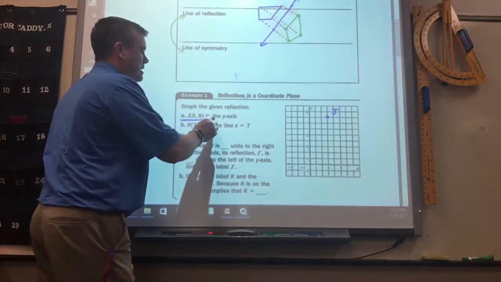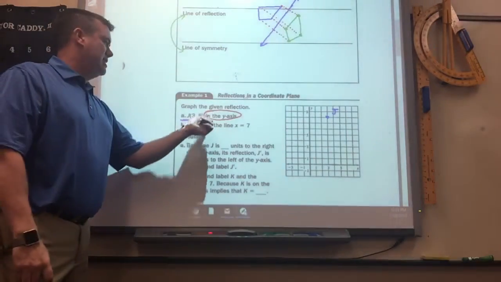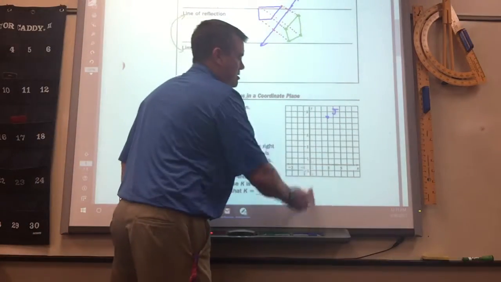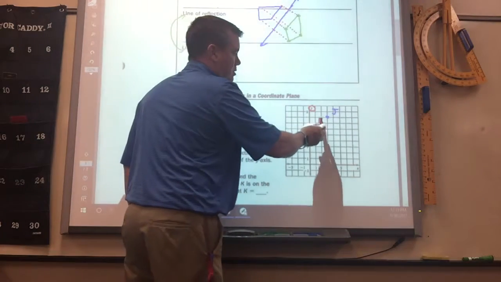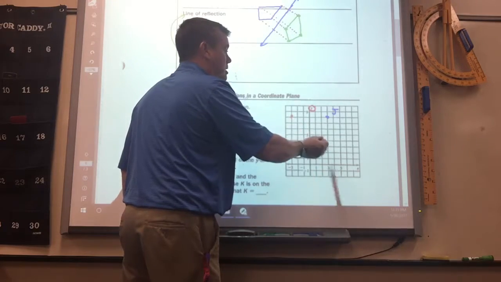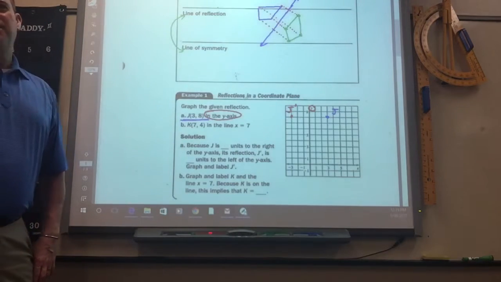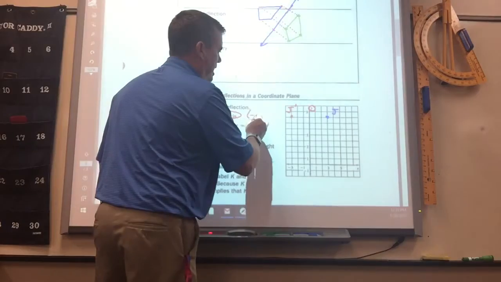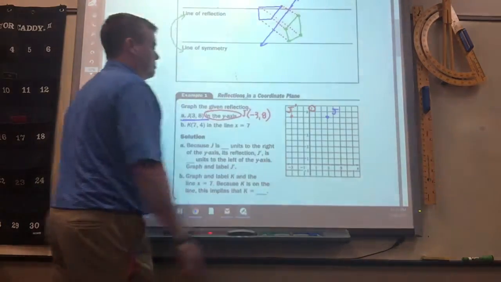They want it reflected in the y-axis. They don't say over the y-axis, it's in. It's like looking in a mirror. So in the y-axis, this is the y-axis, so that means it's going to flip over that. So you just count. It's 3 away, so the new one is 3 on this side. So you just label it J prime. Now I believe on the assignment they have you put the coordinate too. That would be -3, 8 is J prime.